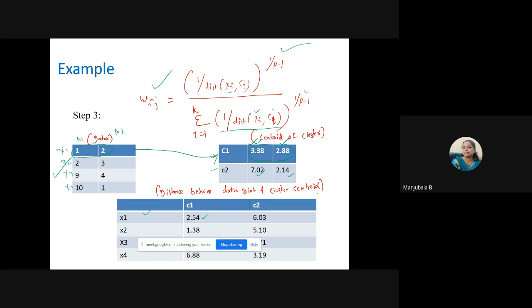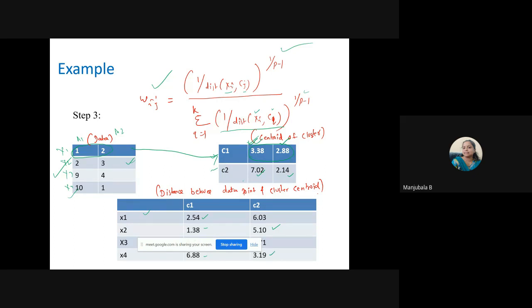Similarly, you can find out the distance between data point x2 and cluster C1. You will get 1.38. The distance between data point x2 and cluster C2 you will get 5.10. Similarly, the distance between data point 3 and cluster C1, 6.88 you will get if you do the same Euclidean distance calculation. And the fourth data point with respect to cluster C2, you will get 3.19.